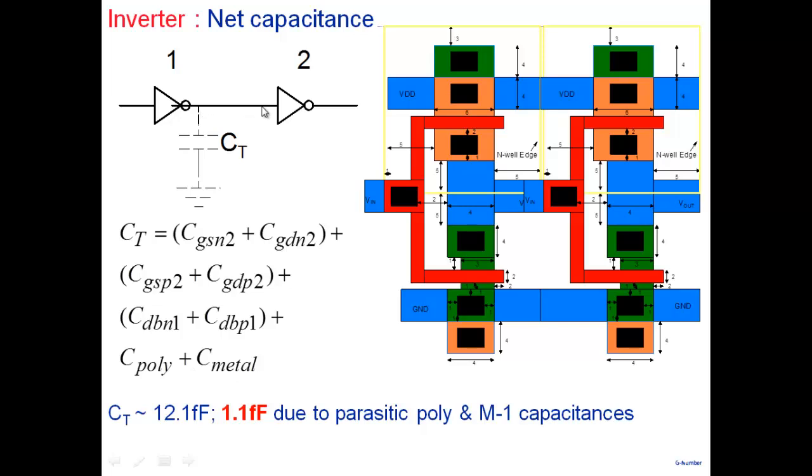So you can see 1.1 femtofarad compared to a total of 12. It's not negligible. It's at least 10%. But that's because I've just put the two inverters next to each other. The wires are really short.